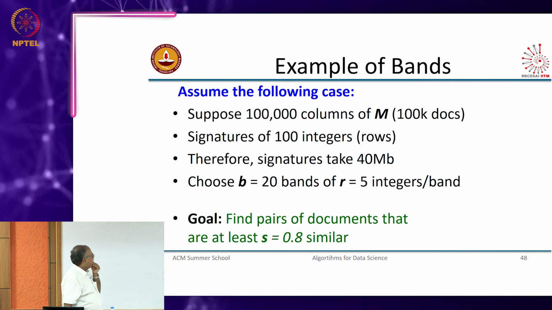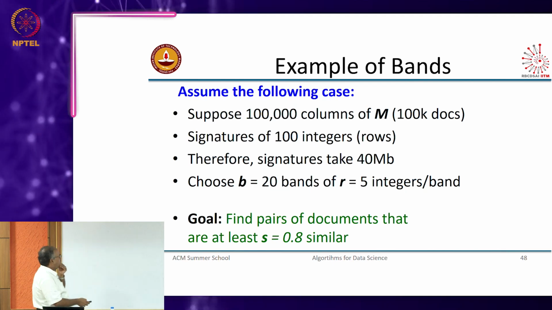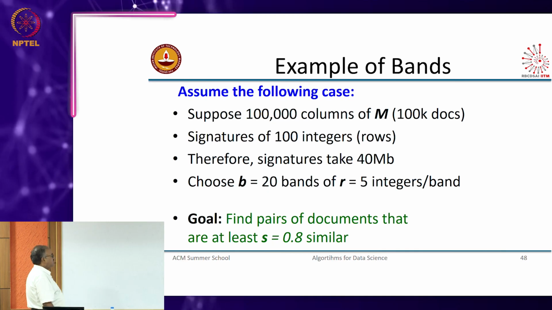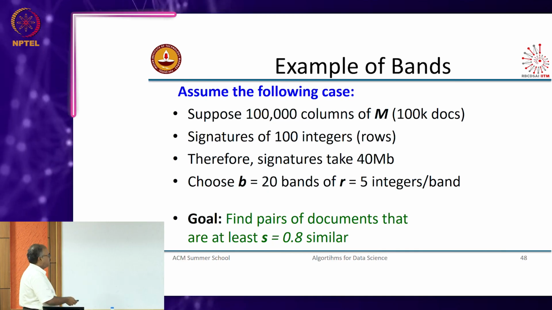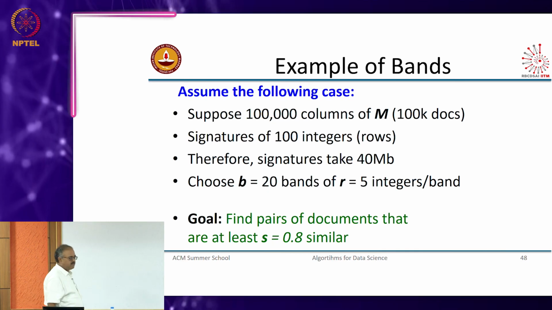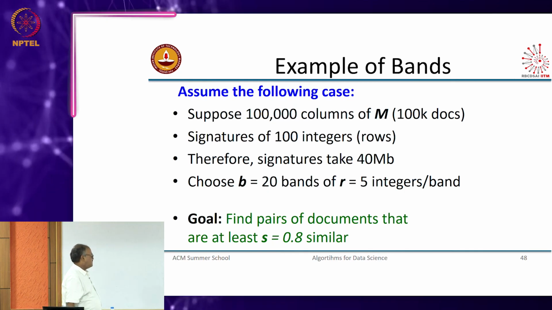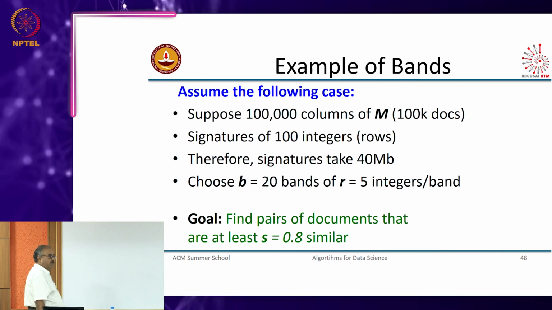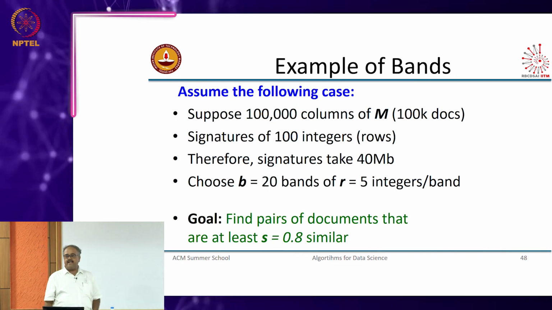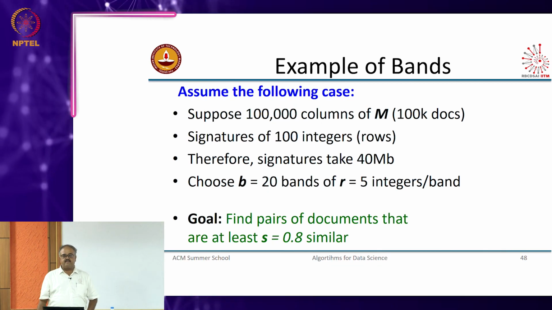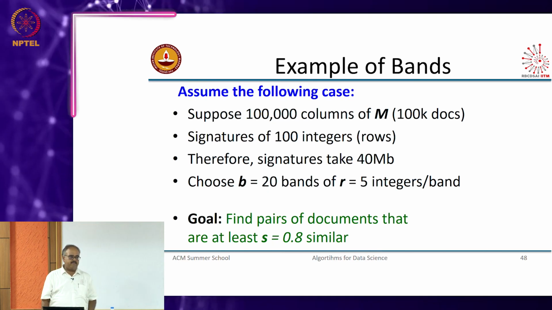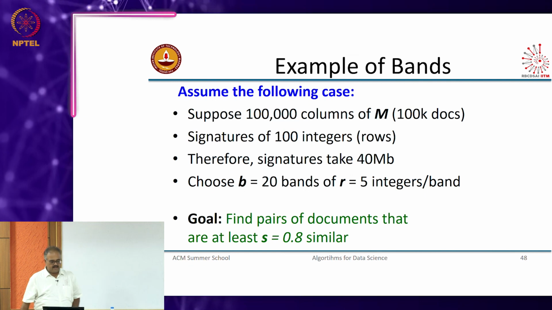So, let us talk about this. There are about 100,000 documents and we have about 100 rows, and I am going to assume that there are 20 bands of 5 each. This is the example that we had, and the goal is to find pairs of documents that are at least 0.8 similar, or at most at a distance of 0.2 away.